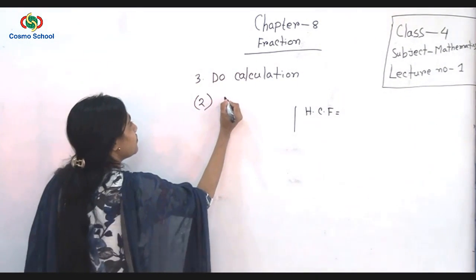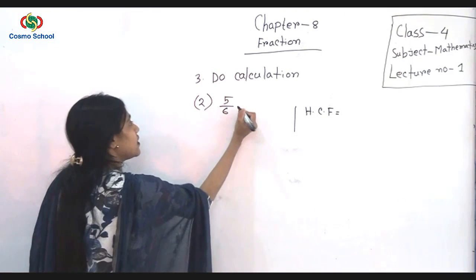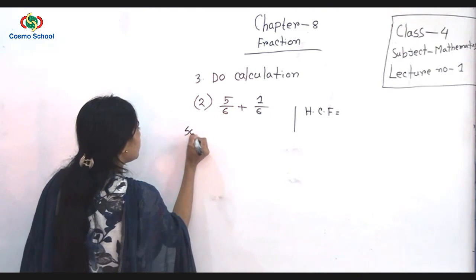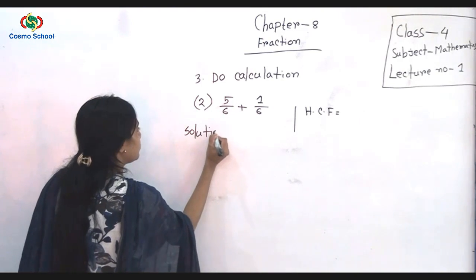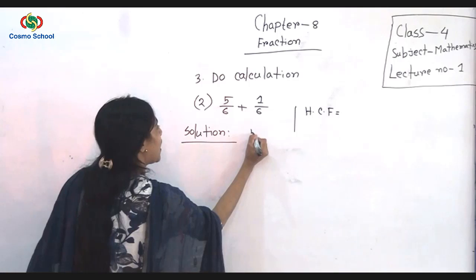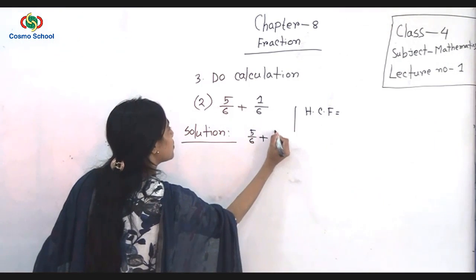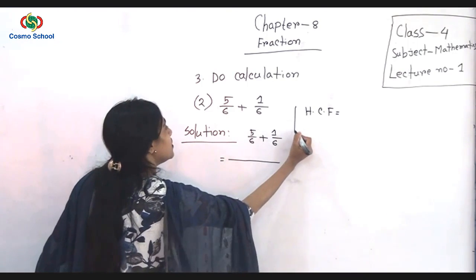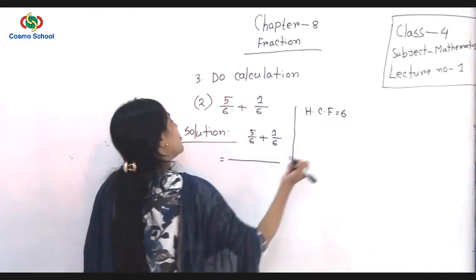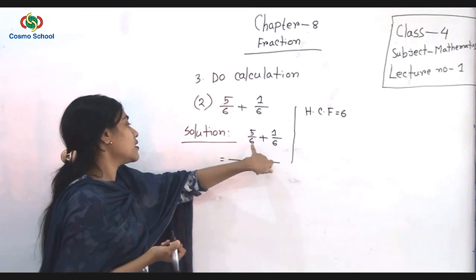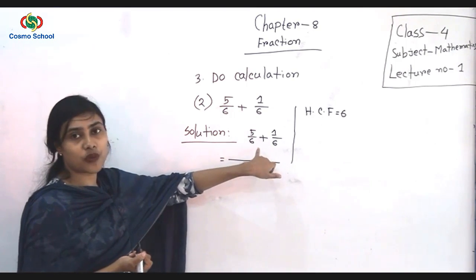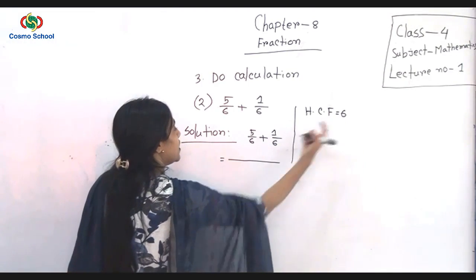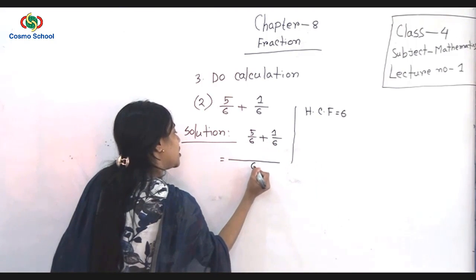The second one. Second one is 5 divided by 6 plus 1 divided by 6. Solution. 5 divided by 6 plus 1 divided by 6. In here, HCF is 6 because 6 are the denominators of both fractions. So, I can write 6 as a denominator.